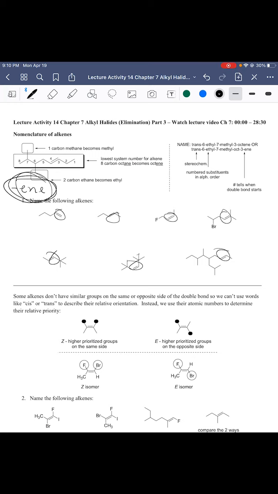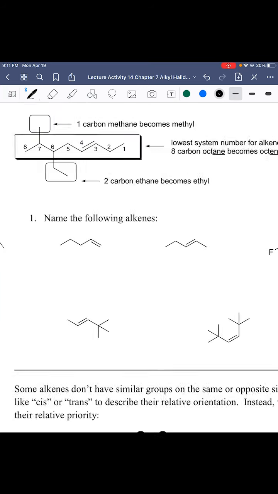We identify, let me go ahead and erase this. We're going to identify the longest carbon chain, and we number the parent chain, but this time we do so as to give the double bond the soonest number. So even if there are substituents on the other side of the parent chain, the double bond takes precedence over the other substituents. So let's take a look at number 1.